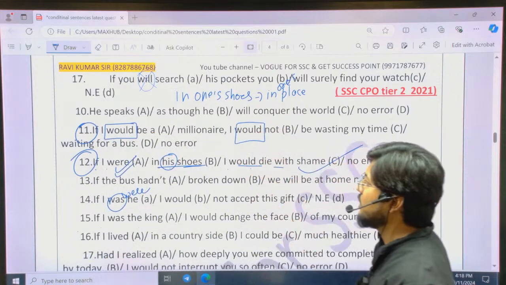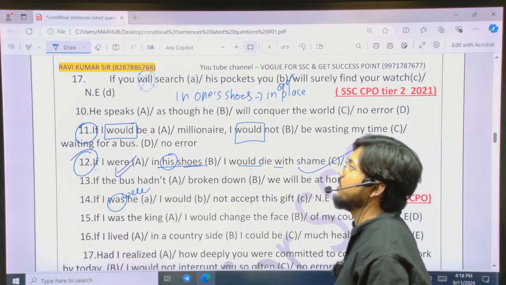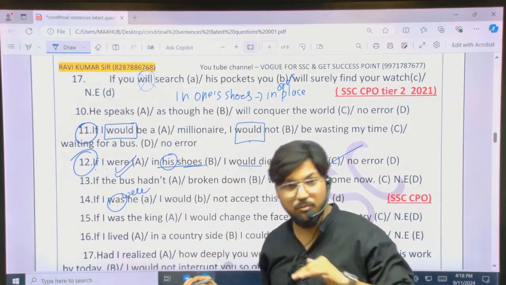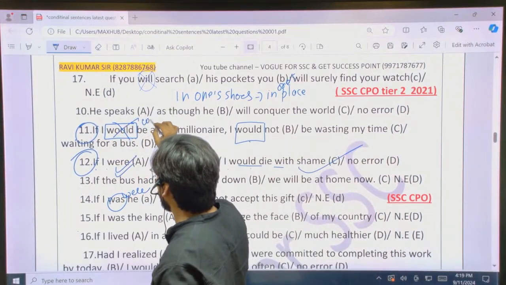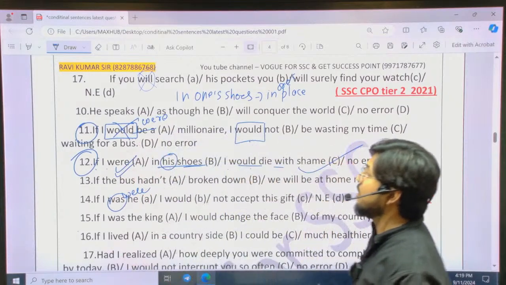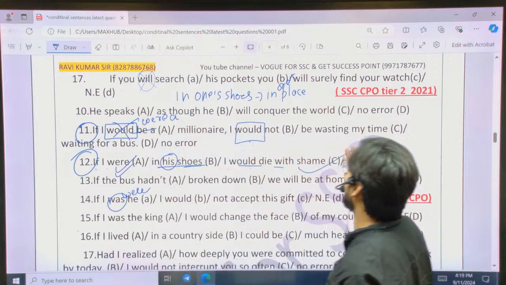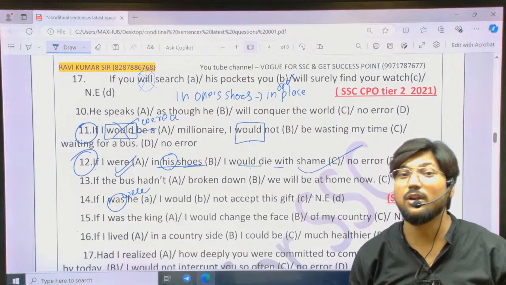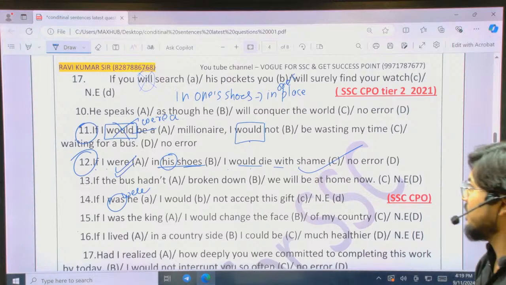Can't you see? Yes. If I would be a millionaire, I would not be wasting my time waiting for a bus. Two words have been used here. One word has to be removed. Which one? This one. But here, if I were must be the right answer. If I were a millionaire, I would not be wasting my time waiting for a bus. Means I am waiting for a bus and I am not a millionaire. But I am just thinking in the past.